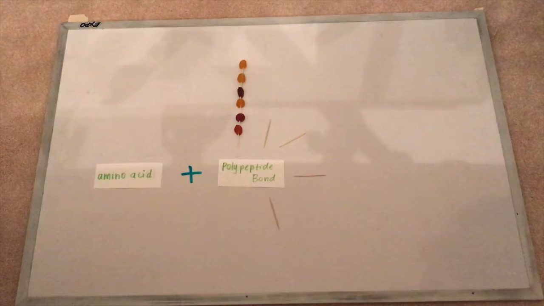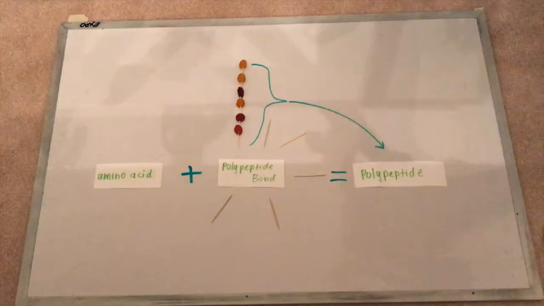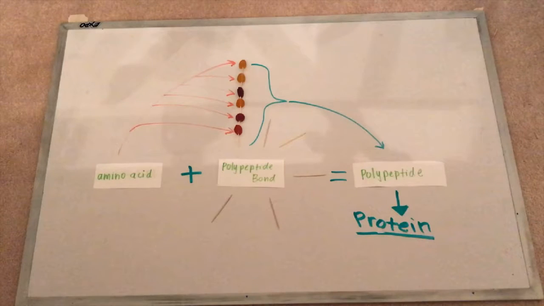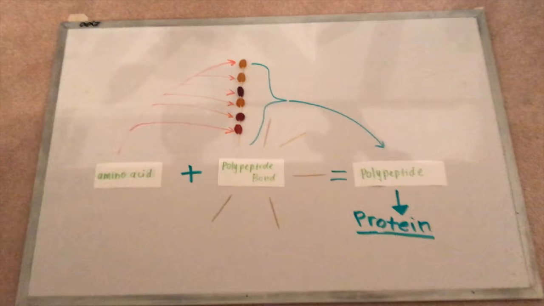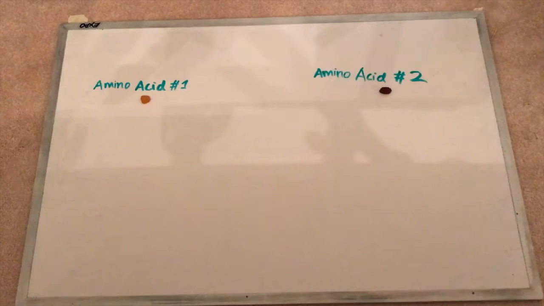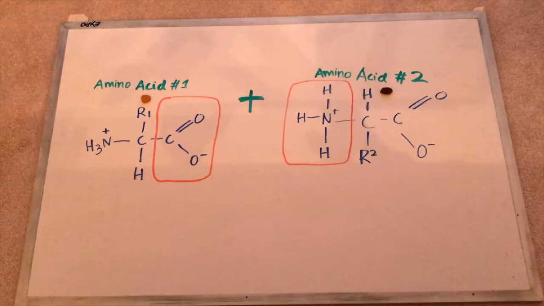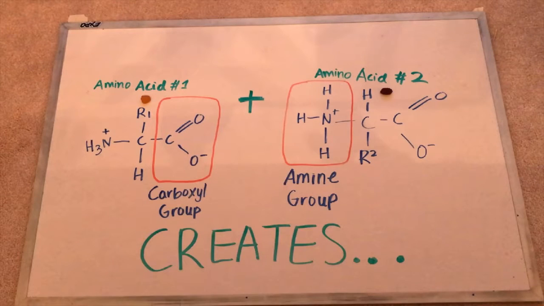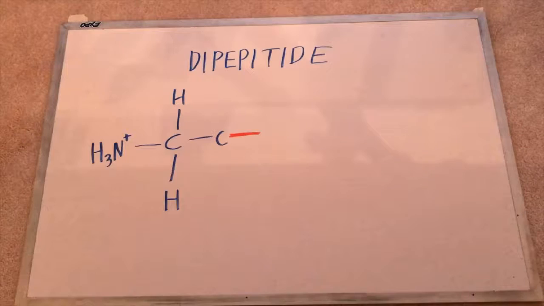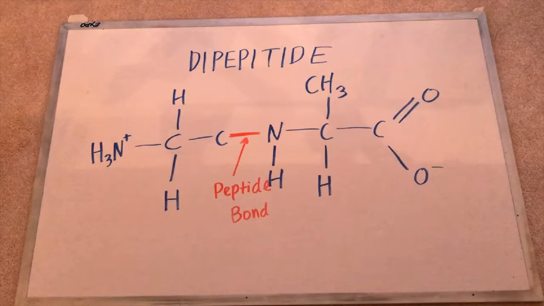The polypeptide is a chain of amino acids represented by fruit snacks. These amino acids are connected by a peptide bond. When 2 amino acids join together, the carboxyl group and amine group create a dipeptide plus water.